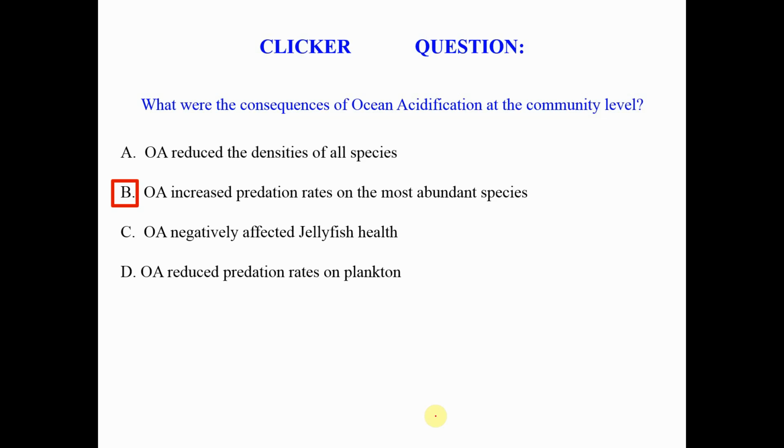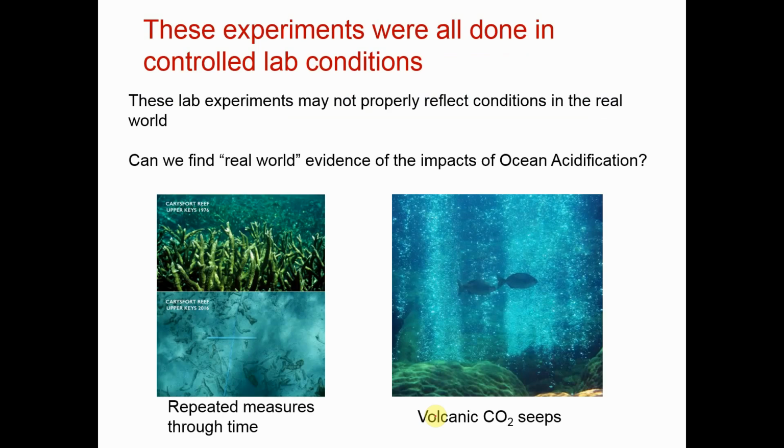Well, what I found was ocean acidification increased predation rates on the most abundant species. Okay, well, these experiments that I've talked about so far were all done in controlled laboratory conditions. So the experiments looking at the effects of ocean acidification on individuals, such as coral and sea urchins, were done on individual animals, grown in a lab, and then watched through time.